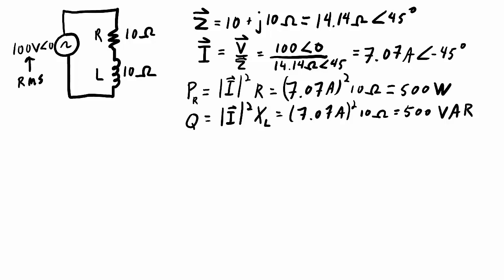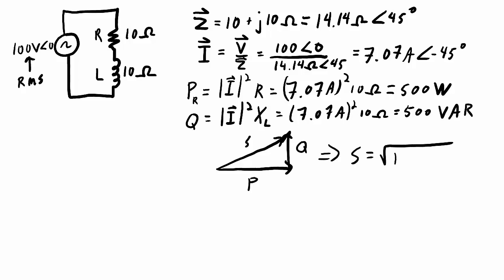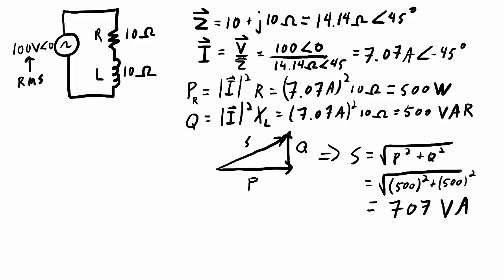According to the power triangle, the apparent power is equal to the vector sum of the real power and the reactive power. That gives me S. So the magnitude of S is equal to the square root of P squared plus Q squared. In this case, that's going to be equal to the square root of 500 squared plus 500 squared, 500 watts plus 500 VAR, and that works out to 707 VA for the units of apparent power.